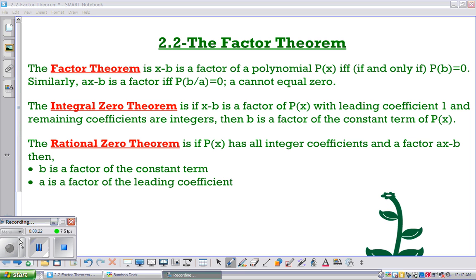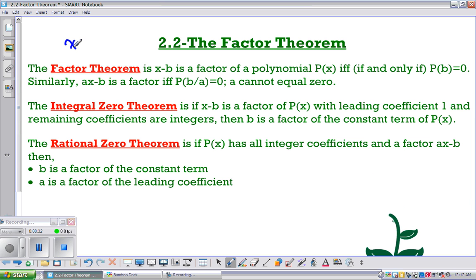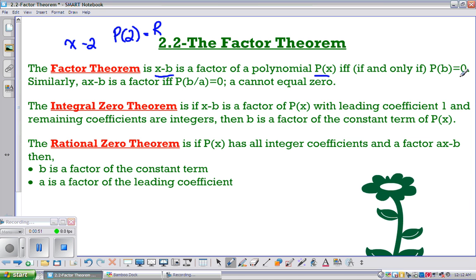Okay, so similarly to 2.1 with the remainder theorem, when you substitute in the value that you had, so for example, if you were to factor x minus 2 and sub into your function the value of 2, this will give you the remainder for that function. So in the factor theorem, if you're going to factor out x minus b, or for example x minus 2, and you substitute into your polynomial function, if it is a factor, meaning it'll factor perfectly, the remainder should be 0. And this is what the factor theorem states.